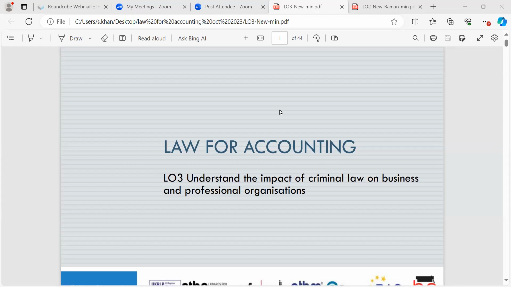My name's Shazia Khan, and the learning outcome that we'll be doing today is learning outcome 3, which is to understand the impact of criminal law on business and professional organisations.